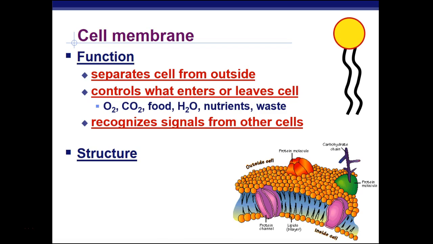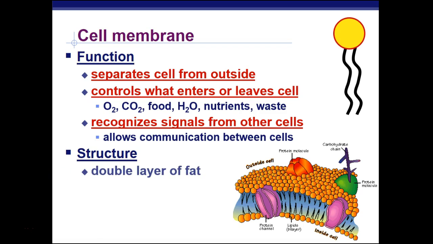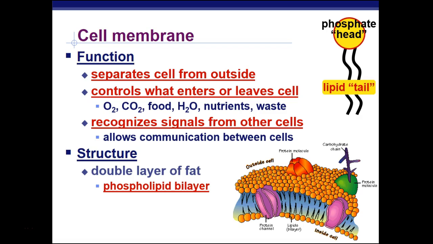There's also a signaling function to the cell membrane. It has to receive information from other cells and respond to it. We'll look in more detail how that process works in a few days. But there is communication between cells. The structure of the cell membrane, it's a double fat layer. It's a phospholipid bilayer in which the phosphate heads point toward the outside and the inside, and the tails are all hanging out in the middle.